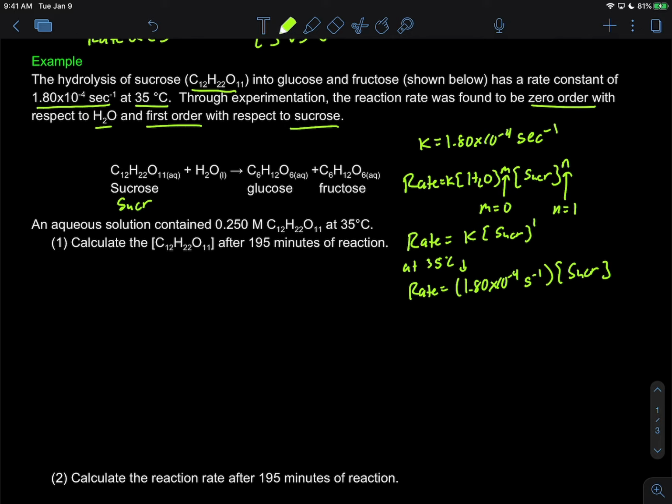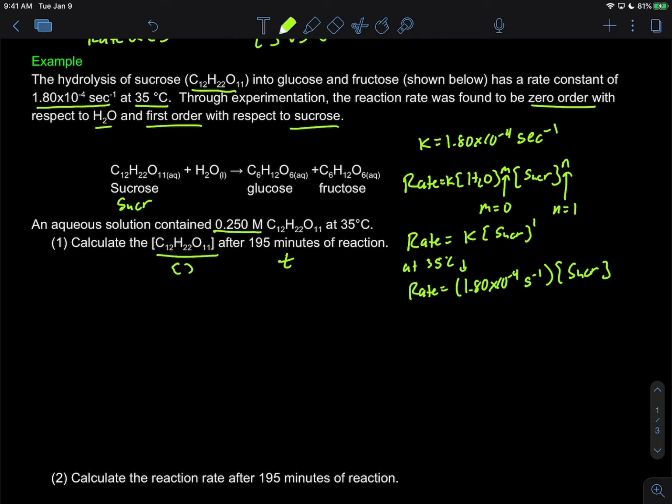So now we have our overall reaction, and we're going to look at a few questions related to that. The first one is that we're told that the solution contained 0.25 molarity sucrose initially at 35 degrees Celsius. We want to calculate the concentration of sucrose after 195 minutes of reaction. And again, we're looking at concentration and time.